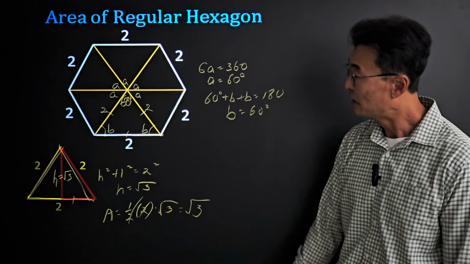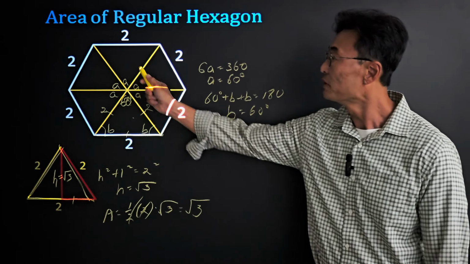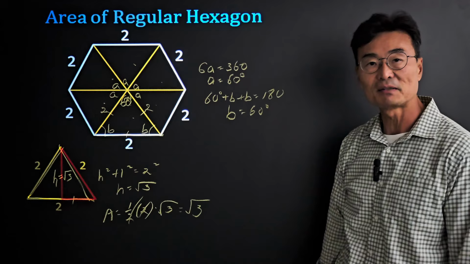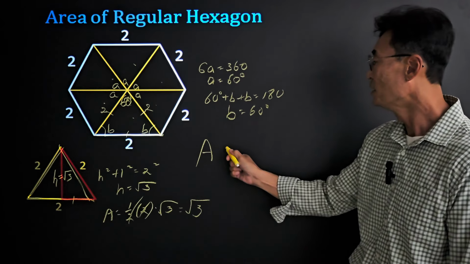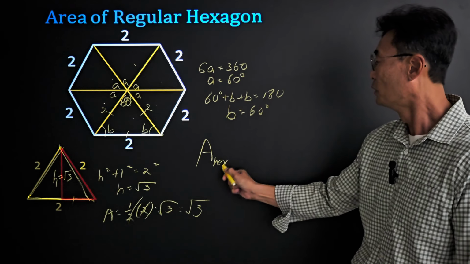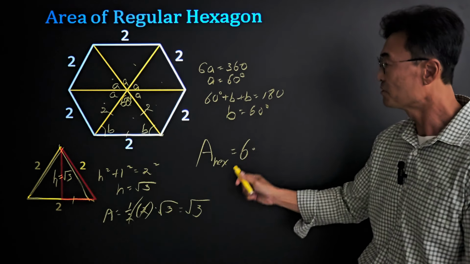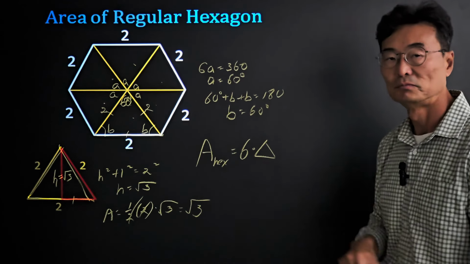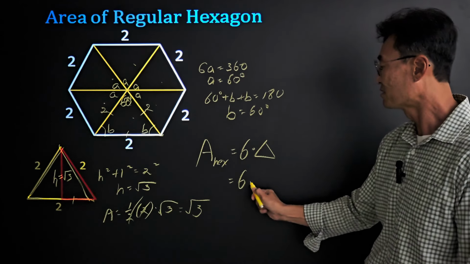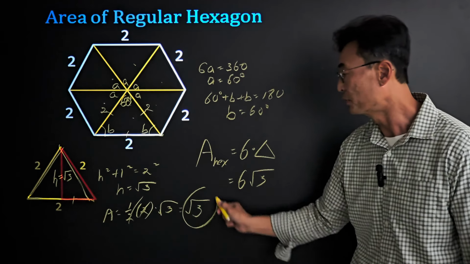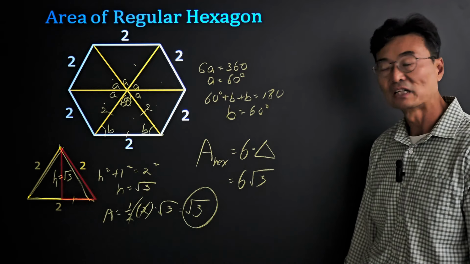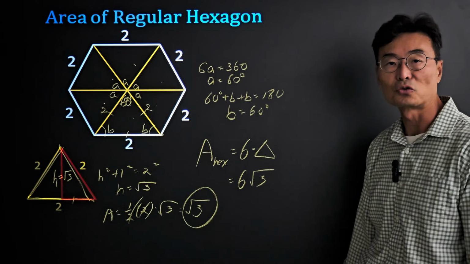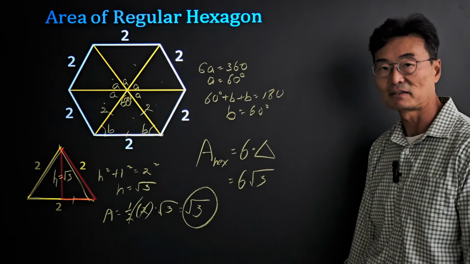But check this out. We have 1, 2, 3, 4, 5, 6 of the same triangles, which means that the area of the hexagon will be 6 times one of the triangles, or 6 root 3, since root 3 is the area of one of the triangles. So there you have it, folks. That 6 root 3 is going to be the area of the hexagon.